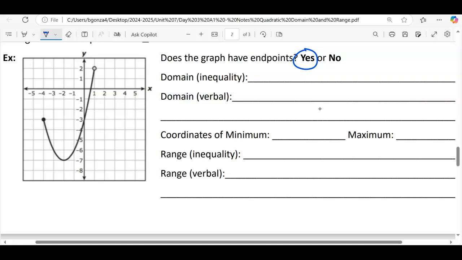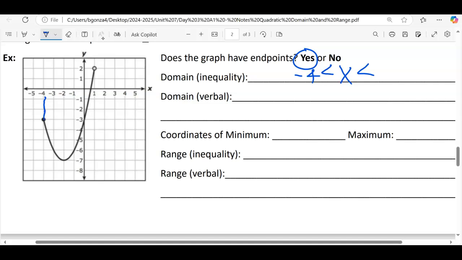Now, remember, if there are 2, you're going to have to put the letter x in the middle, less than, okay? You're saying x is squeezed between 2 values. And how do you figure it out? Domain is left to right. How far to the left does this graph go? Well, right here, that x value is -4.